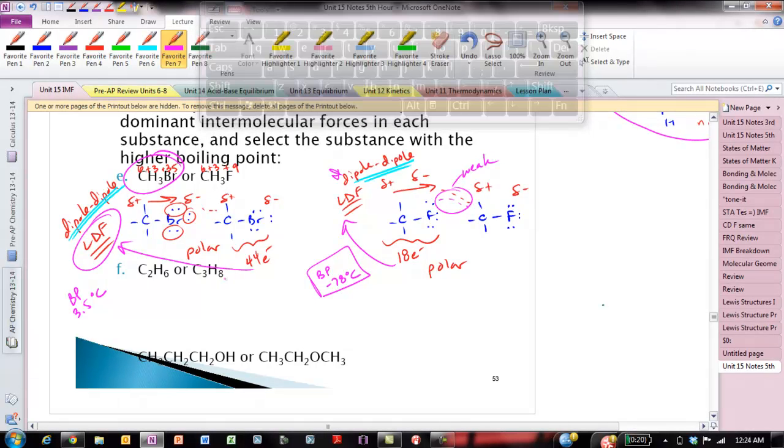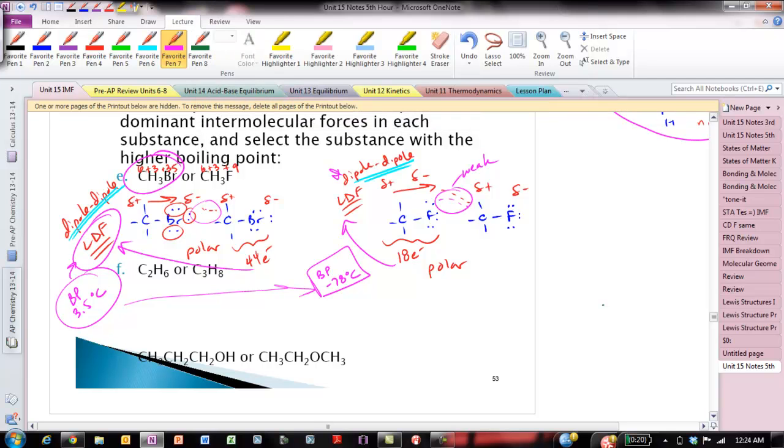Okay, CH3Br, boiling point is 3.5 degrees Celsius. Still not that hard to break up compared to water, right, with our hydrogen bonding, but it's a whole lot higher than that one. And so we get to see how LDFs actually affect things. Alright, so we got 2 more, and we're done.